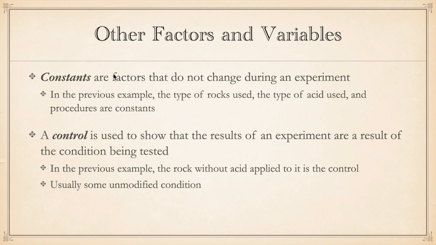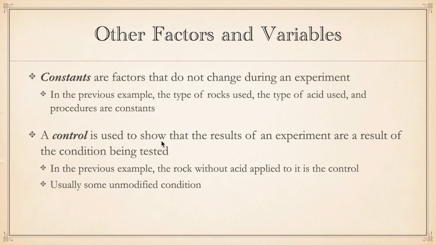Other factors and variables. Constants, we mentioned that earlier. Constants are factors that do not change during an experiment. In the previous example, the type of rocks used, the type of acid used, and procedures are constants. How long did you leave the acid on the rock? How much acid did you use? That's another constant. If you do multiple tests with 1 unit of acid, you want the same 1 unit, 1 milliliter or something like that. Also, you sometimes need to think about things like temperature and other factors.